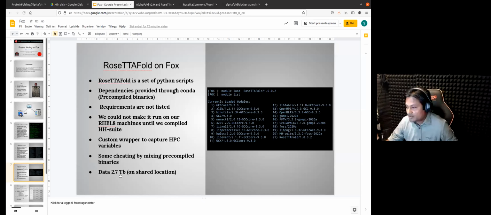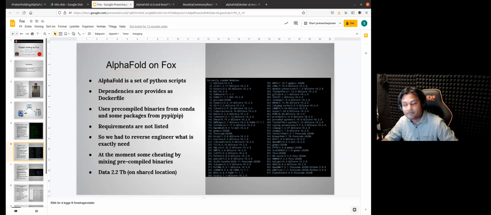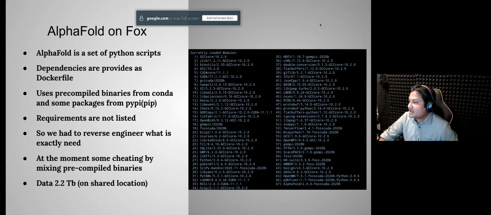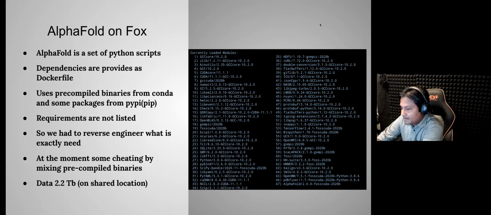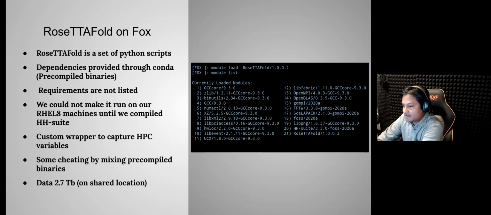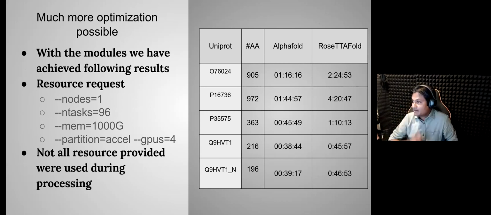In addition, there's a lot of data involved: 2.7 terabytes for RoseTTAFold and 2.2 terabytes for AlphaFold, so a shared system is very beneficial. For all the 150, 200 users, we only need one of these data sets in one central place that you can access. So I told you about that. Then much more optimization is possible.